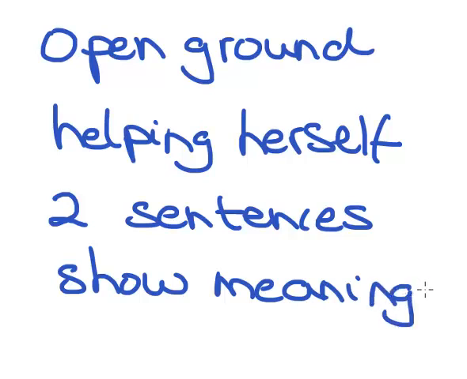In other words, if you just say something like, there is a piece of open ground, it could mean absolutely anything, or she was helping herself. I want you to make sure that the sentence that you write shows that you understand the meaning of those two phrases. Remember, start with a capital letter, end with a full stop, and make sure that you have a finite verb. Pause and do that task now.